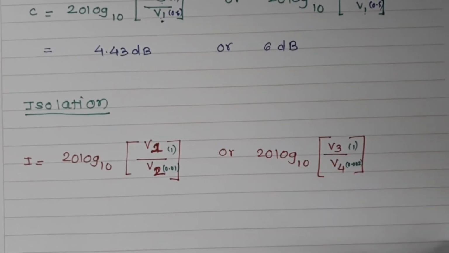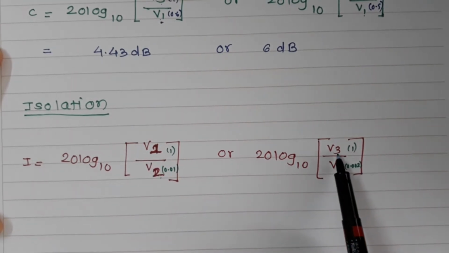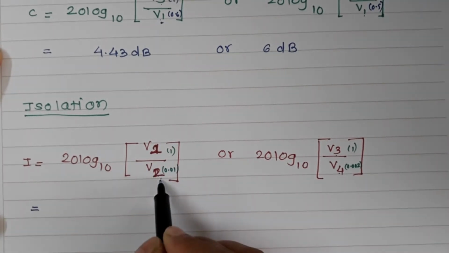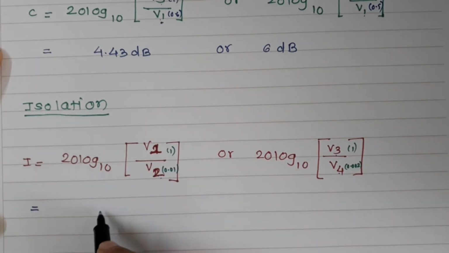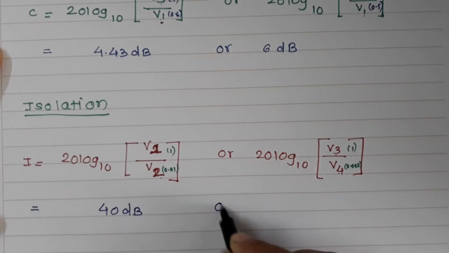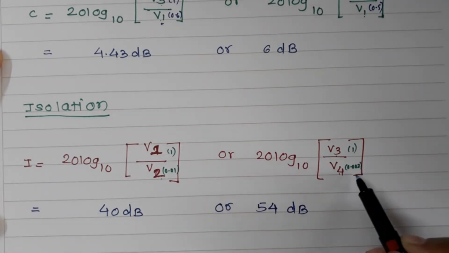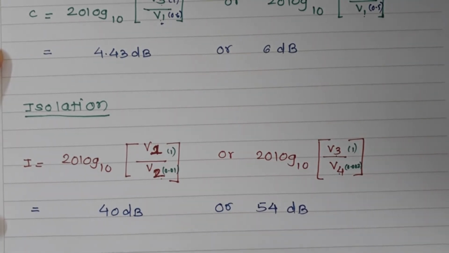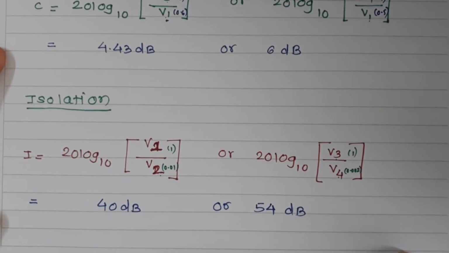When I talk about the isolation, you can take the ratio of 1 and 2 or 2 and 1, or the ratio of 3 and 4 or 4 and 3. So 20 log to the base 10 V1 by V2: 1 volt is given to one port and you are getting 0.01 at port number 2. Here I am getting 40 dB, or if you calculate here I am getting 54 dB, where the input is 1 volt and the output at port number 4 is 0.002. Ideally your ports 1, 2 and 3, 4 must be in isolation. Though they are collinear ports, you should not get any power there. That's why the EH-plane T is also called the magic T.